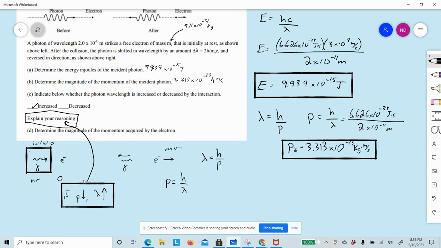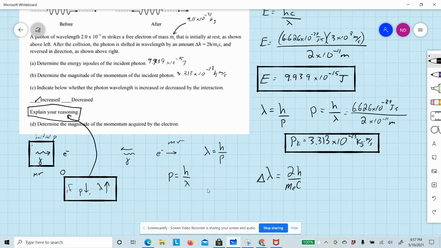Now, the last part of this problem, a little tricky math. Determine the magnitude of the momentum acquired by the electron. Well, you're told the change in the wavelength is 2h over the mass of the electron times c. That you're given.